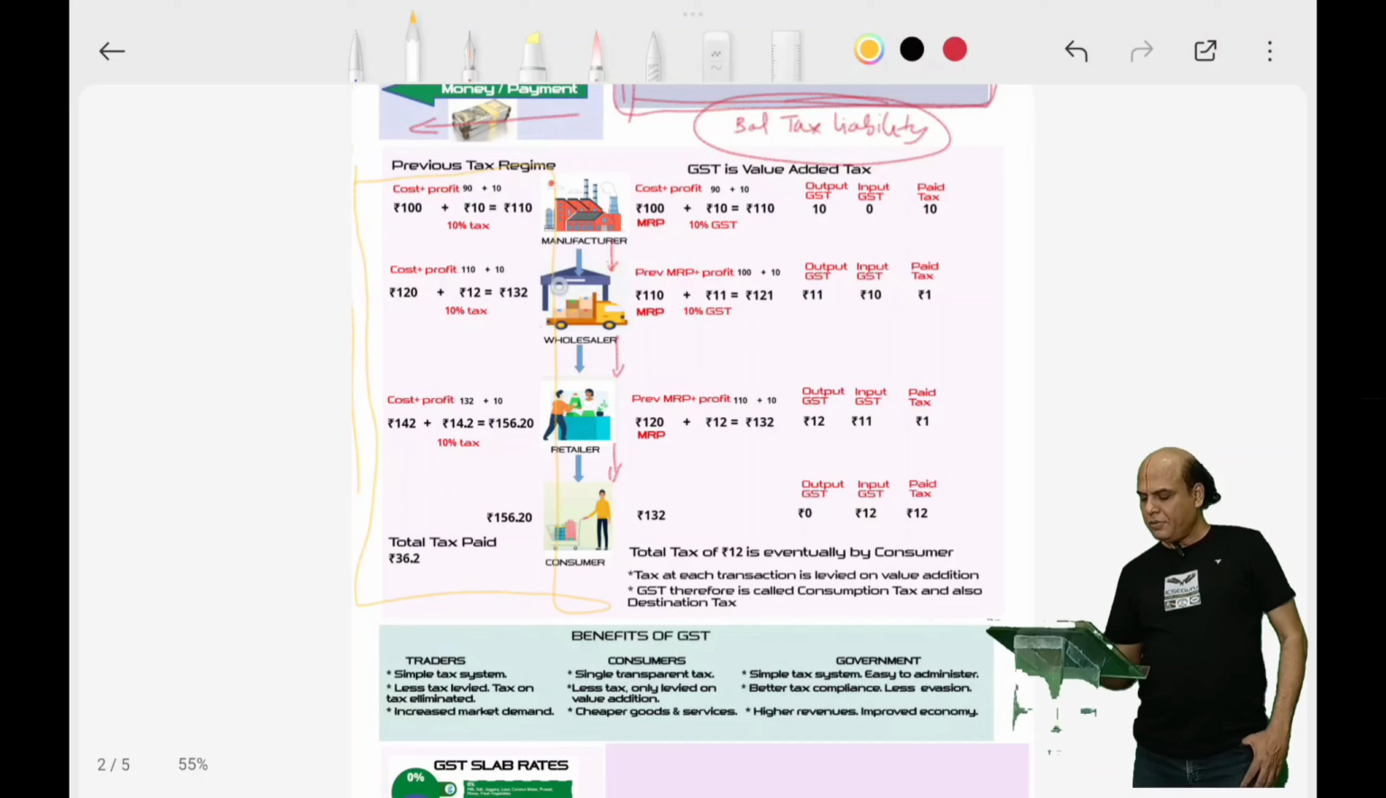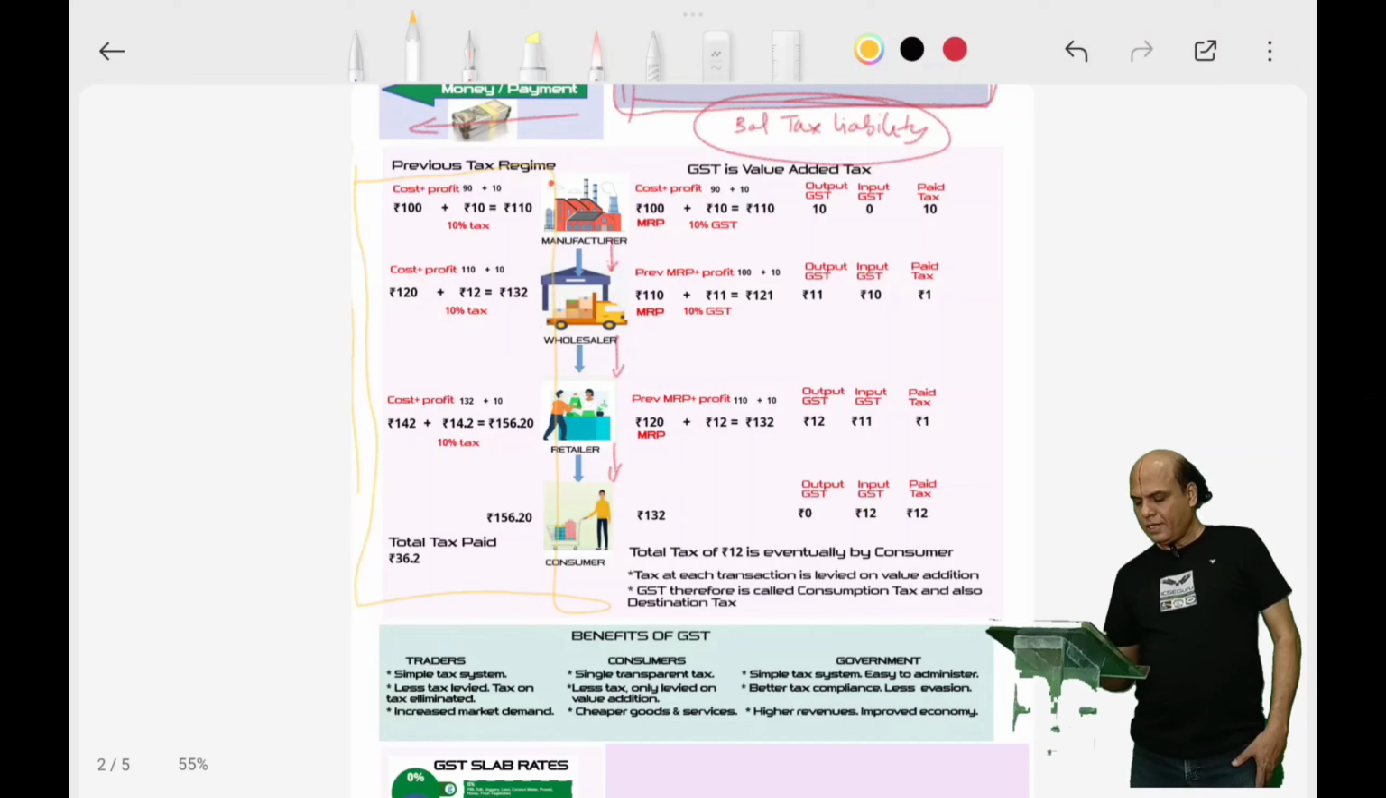He intends to earn a profit of 10 rupees. So his MRP becomes 120 rupees. Then he needs to pay a tax of 10% on it, which is 12 rupees. So the total price works out to 132. So this is the price, 132, which is paid by the retailer to the wholesaler to buy these goods.